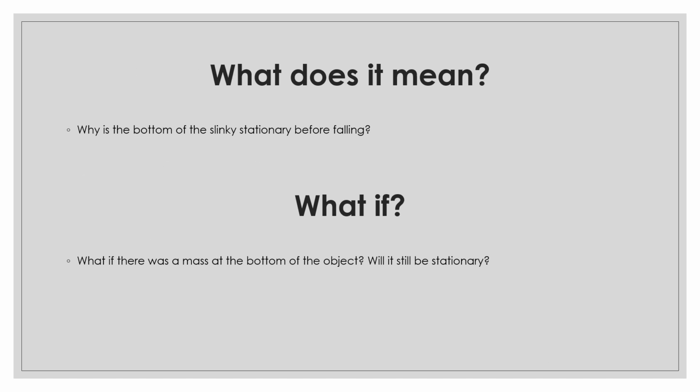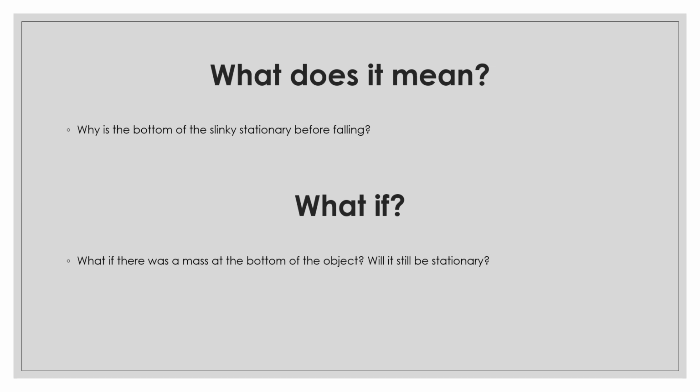Just to wrap up this lab, we will answer some questions. The first one: why is the bottom of the slinky stationary before falling? The slinky remains stationary before falling because at the beginning, tension and gravity are opposing forces of equal magnitude, and therefore they cancel out, which makes the bottom of the slinky stay stationary. However, in the second part, the force of gravity is greater than drag, which makes it move as we see in the videos.